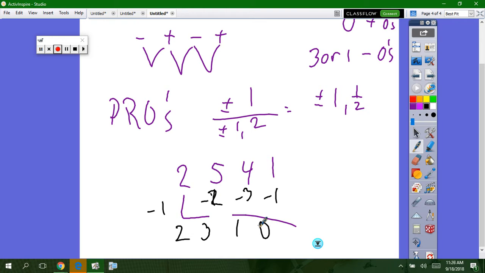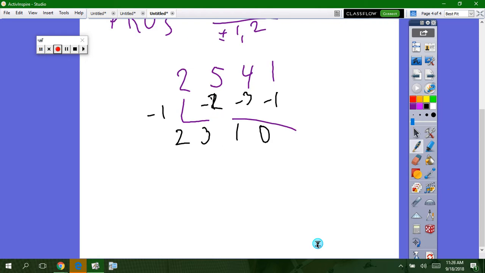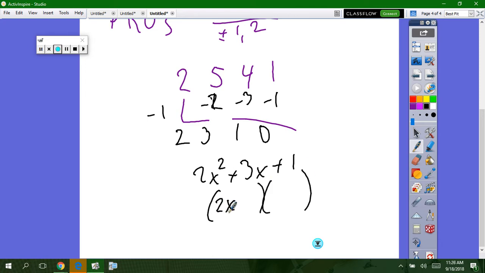Notice though, this was an x cubed, so what's this guy? X squared. So what do we know about x squared? We can factor or use the quadratic formula, right? Correct? Or we can factor it because it's the factors of 2 that get me to be 3. 2 and 1. So I need a 2 and a 1. And there they are.